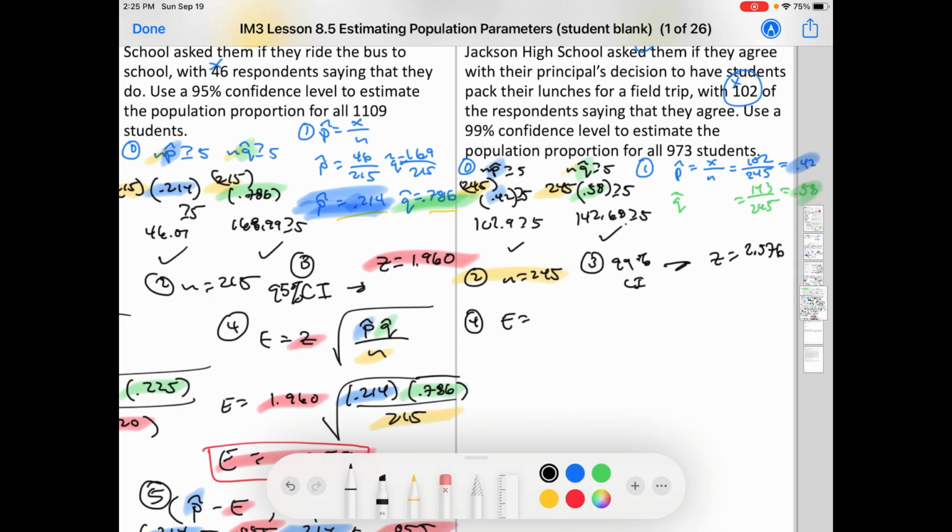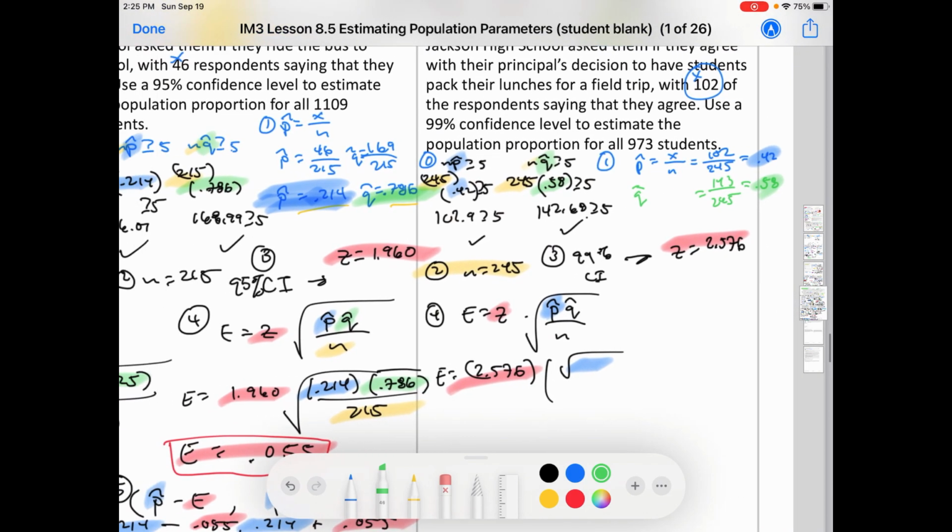Margin of error, E equals Z times square root of P hat times Q hat all over N. And we said that Z goes here. And 0.42, green from over here.